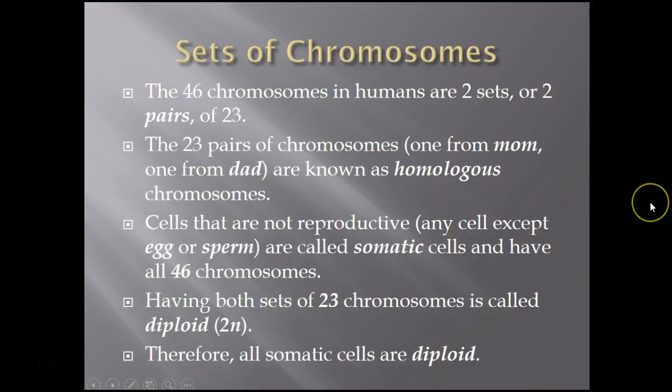Homo, again, means the same, so it's not that they have the same DNA, but they have the same genes on them. You may even remember that when you stain them, they all have the same banding patterns, and you saw that when you looked at karyotypes. Now remember, cells that are non-reproductive cells are called somatic cells. So all of those are going to have all 46 chromosomes. And those that do are known as diploid cells because they have all 46 chromosomes. You symbolize diploid by using a 2n, n being the number of haploid chromosomes.